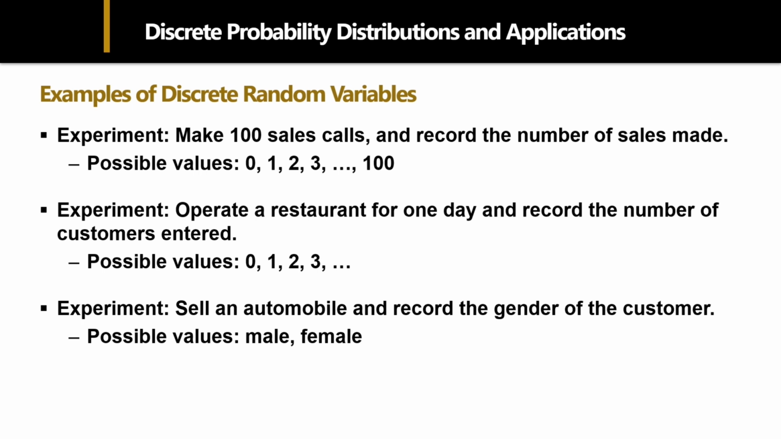It doesn't have to be a number that's gathered. It can be a category. So we can just record the gender of every customer that comes in to buy an automobile.